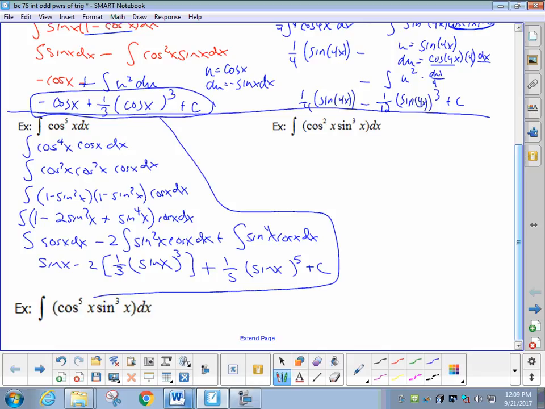The rule is you focus on the odd. That's the one that you take one off of. Never take one off of the even power. Go to the odd one and strip a single off the odd.